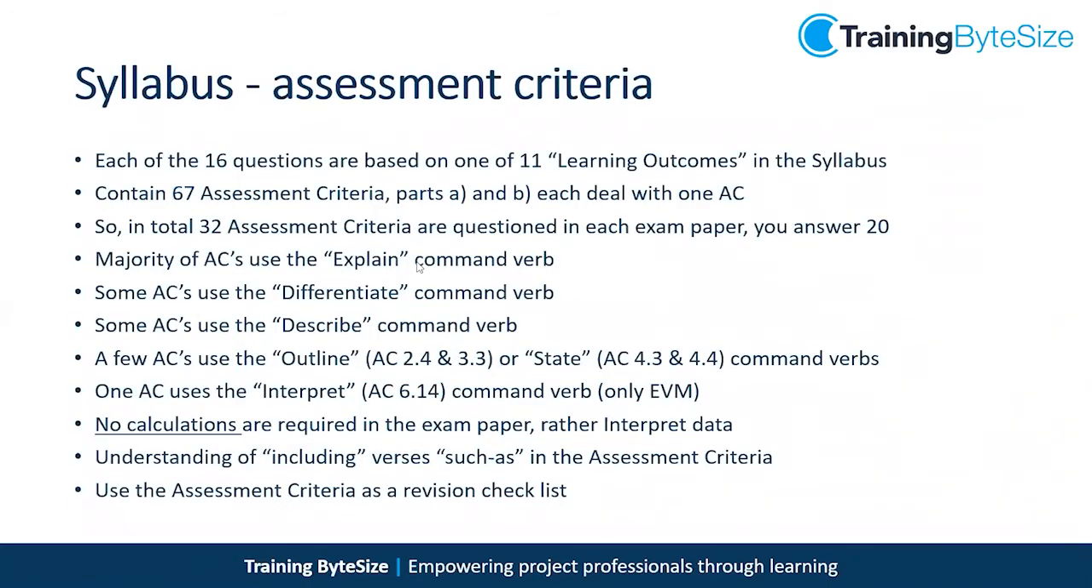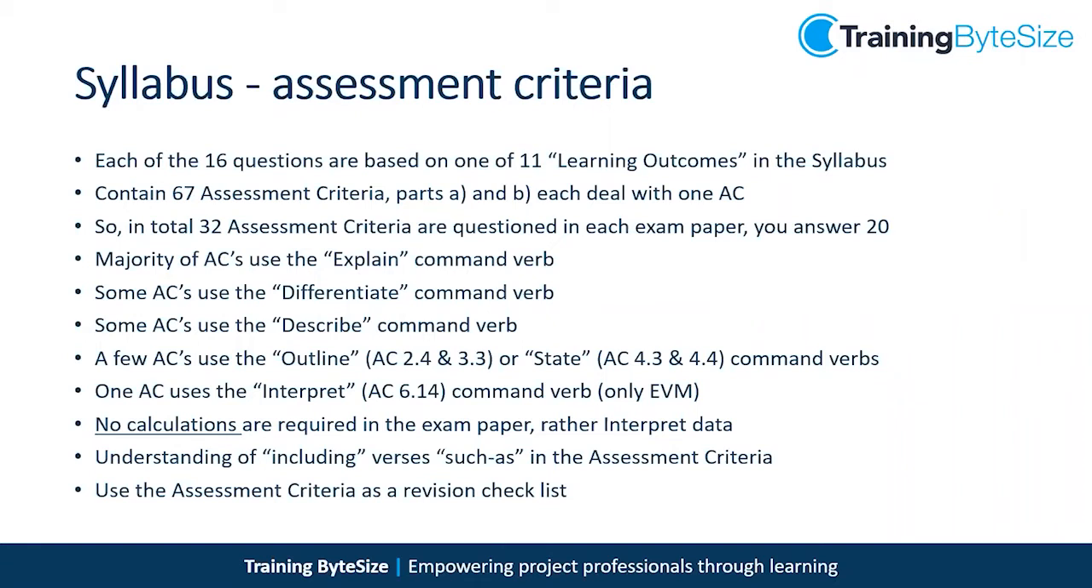So the assessment criteria then: each of the 16 questions is based on one of 11 learning outcomes in the syllabus. You might actually see at the top of each question a learning outcome written before it. So despite the fact that the APM has 16 questions, there are only 11 learning outcomes in the syllabus. So there will be multiple topics as part of those 11 outcomes.